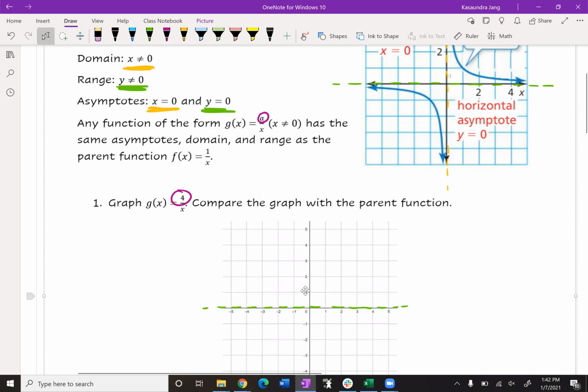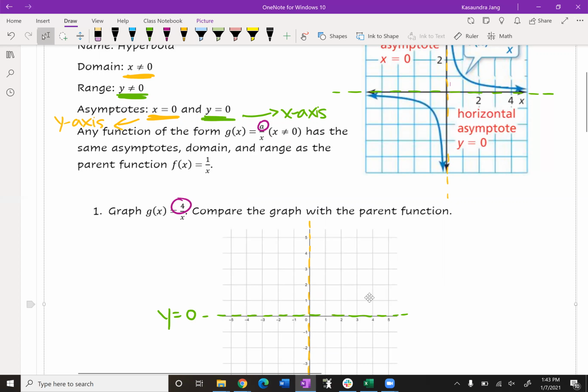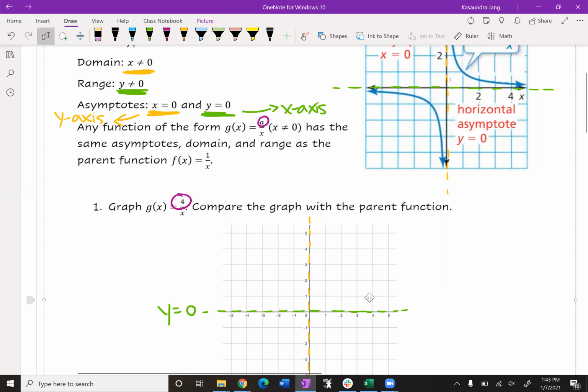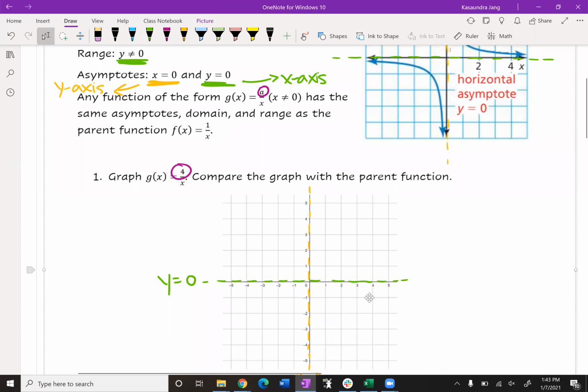Your y equals 0, that is the x-axis. Just an equation for the x-axis. Okay, so those asymptotes did not change with my 4 over x. It might be a little steeper, maybe a little more shallow, but it should have the same basic shape.